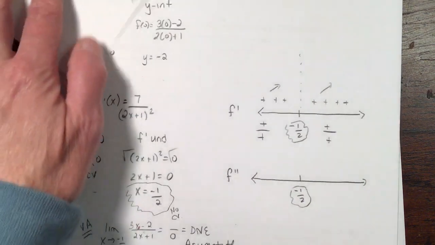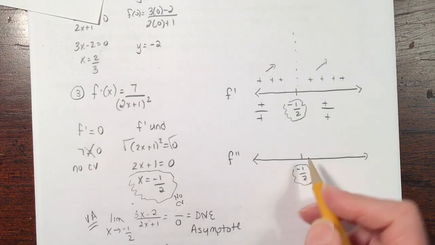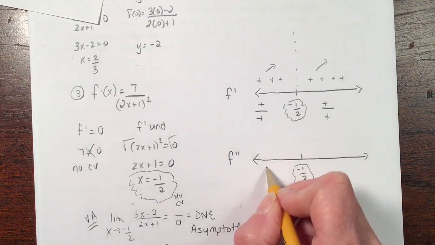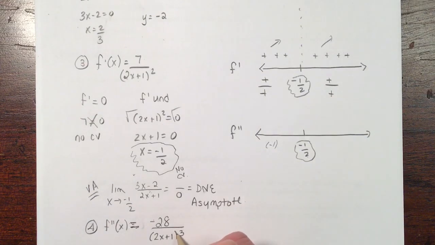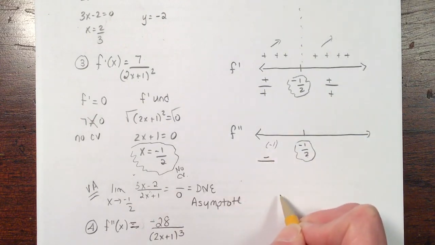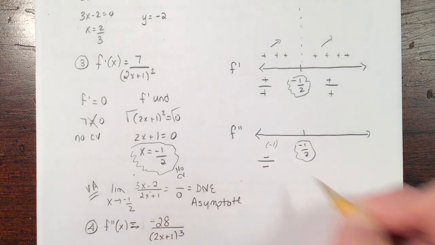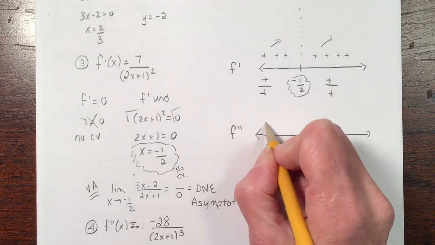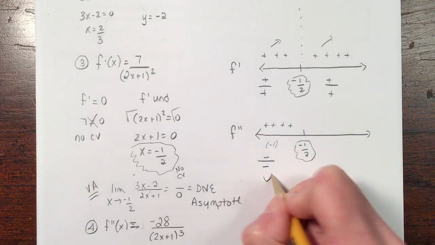If I'm going to test in my intervals, let's say I take a number less than negative 1/2. When I plug it into the second derivative, the numerator will always have a negative value. The denominator now, it's going to depend on what's going on. So I have a negative 2. I'm going to have a negative number and cube it. The second derivative will be positive in this interval, which means your function is concave up.